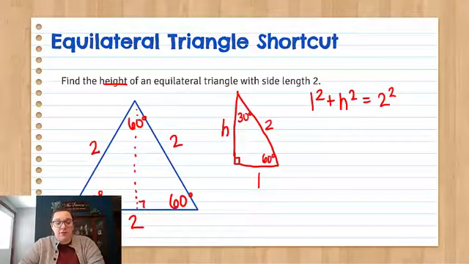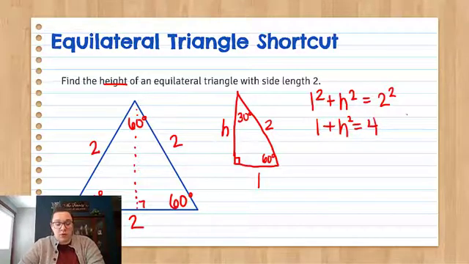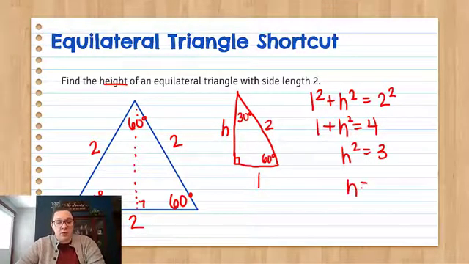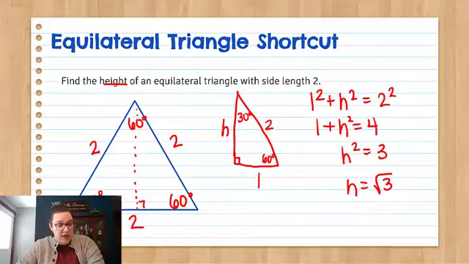To solve, I'm going to get rid of the squareds by squaring them, and then I'll subtract the 1 from both sides and square root. So I now have the height of this equilateral triangle is root 3.